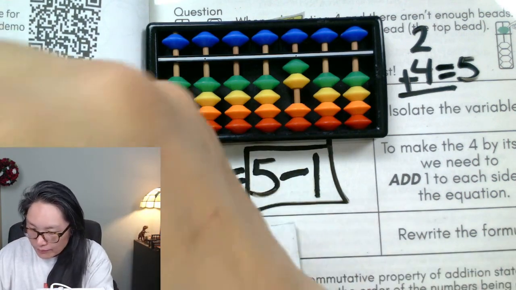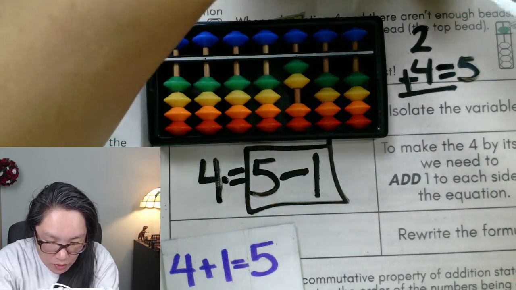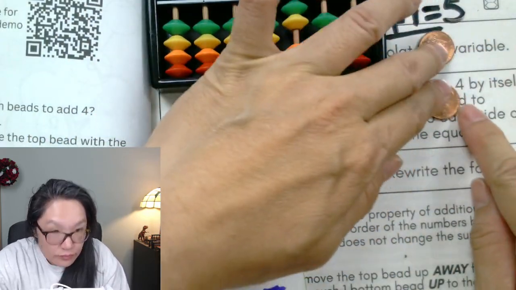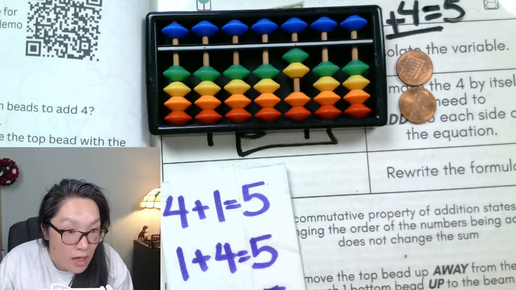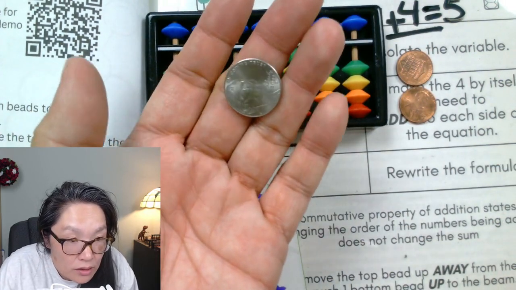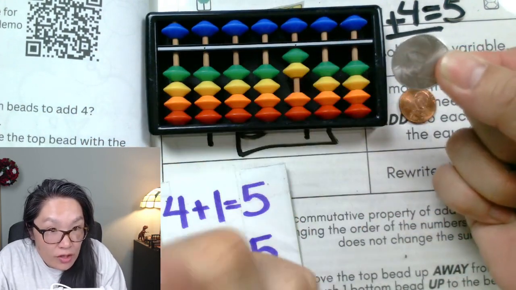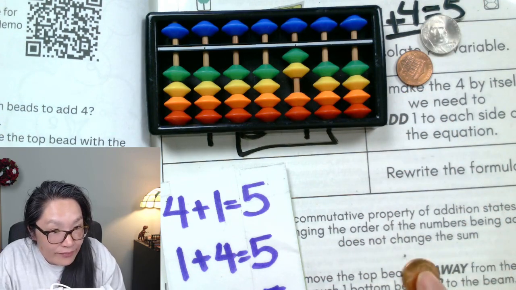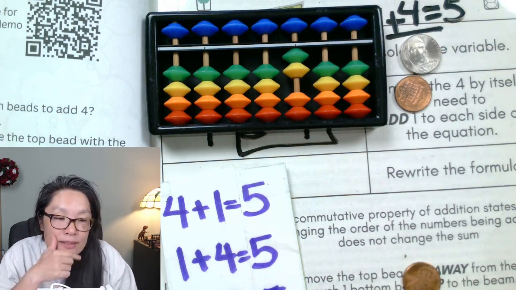Here. Maybe this will help. So I have 2. I want to add 4. Right? I want to add 4 to this, but I only have a nickel. What do I do? Well, let's do an exchange. I'm going to give you the nickel, but I need to take back the penny. So my final answer is 6. Does that make sense?